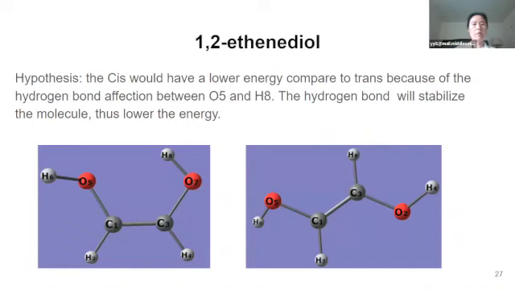So my hypothesis for the acetyl is that the cis would have a lower energy compared to trans, because of the hydrogen bond effect between the oxygen 5 and the hydrogen 8. The hydrogen bond will stabilize the molecule, thus lowering the energy.